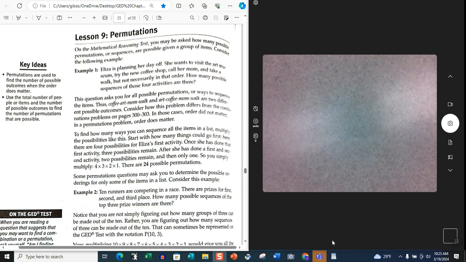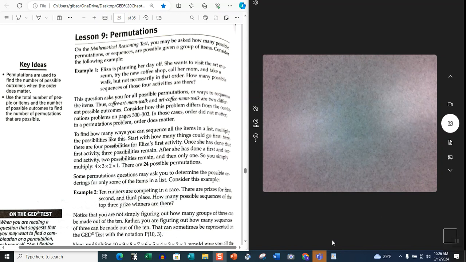Class, we're about to start lesson 9, permutations. On the mathematical reasoning test, you may be asked how many possible permutations or sequences are possible given a group of items. Consider the following example. Eliza is planning her day off. She wants to visit the art museum, try the new coffee shop, call her mom, and take a walk, but not necessarily in that order. How many possible sequences of these 4 activities are there?